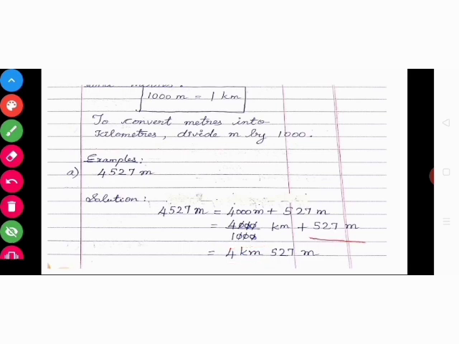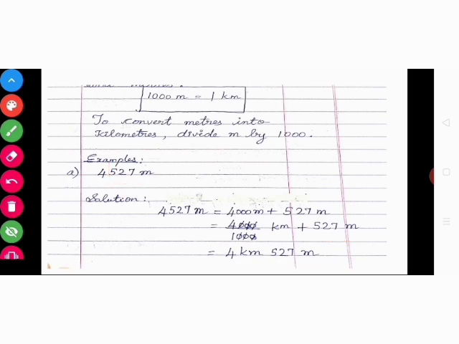After that, this as such you want to take and write down: plus 527 meter, and then your answer is 4 kilometer 527 meter. So this also you can split and write. The last three digits consider as meter. The remaining digits, however many there are, consider as kilometer.